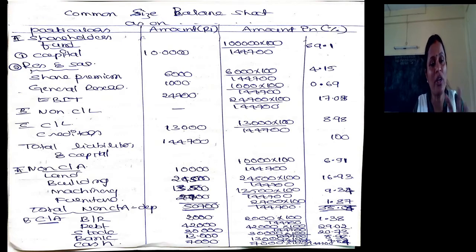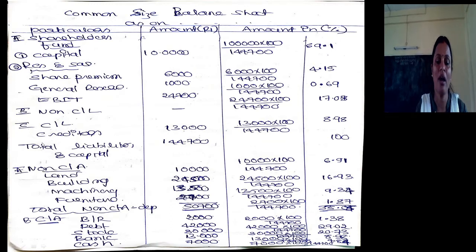So this is the total shareholders' fund. Non-current liability is nil. Current liability, only one is there, that is 13,000. Total liability plus capital is 1,44,700. So this should be taken as 100. If 1,44,700 is 100, what is 1 lakh? It is 69.1. What is 6,000? It is 4.15. What is 1,000? It is 0.69%. What is 24,700? It is 17.08. What is 13,000? It is 8.98. Totally, the sum of all these is 100.